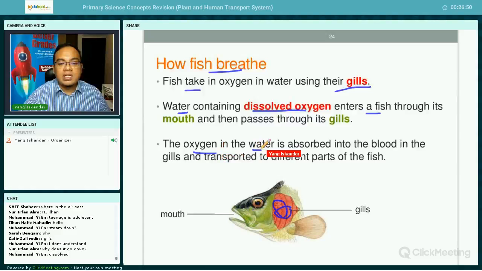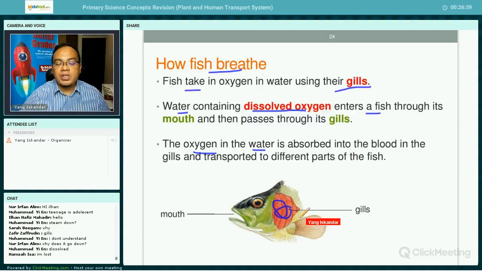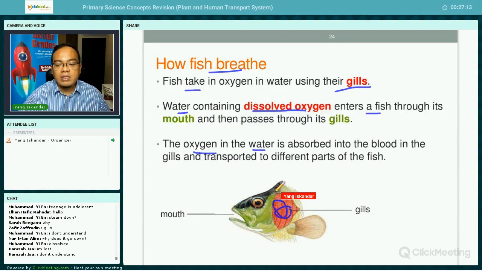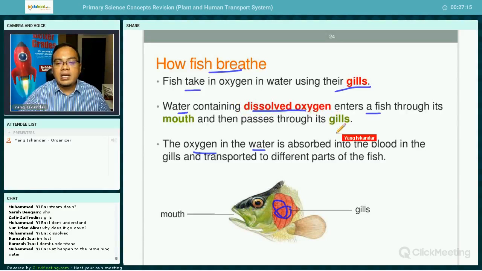What happens then? The oxygen which is in the water is absorbed into the blood in the gills and transported to the different parts of the fish. This breathing takes place as the fish moves around in the water. As the fish moves around, the water gets into the mouth and then goes into the gills, and the dissolved oxygen is absorbed into the blood in the gills and transported to the different parts of the fish.